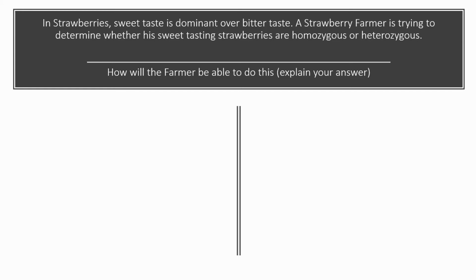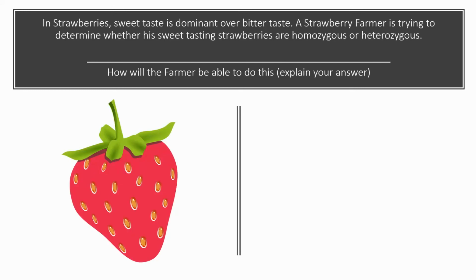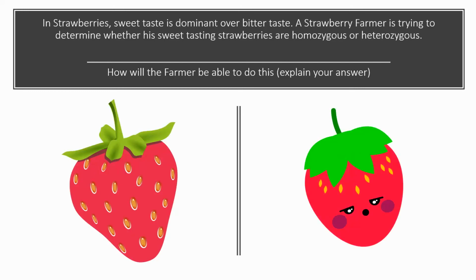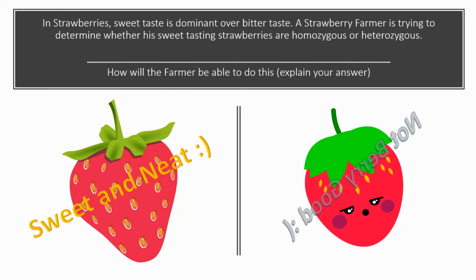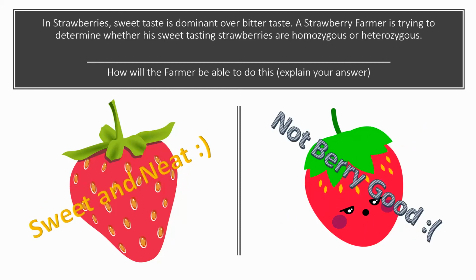It says, how will the farmer be able to do this? Explain your answer. Just to illustrate the difference though, we have two types of strawberries. We have those pretty sweet ones. Then we have these bitter looking sad ones. These ones are sweet and neat, and these ones are not very good. You're welcome.